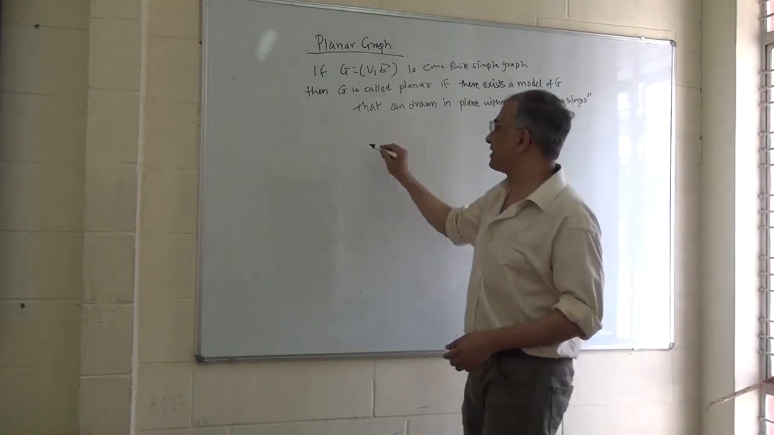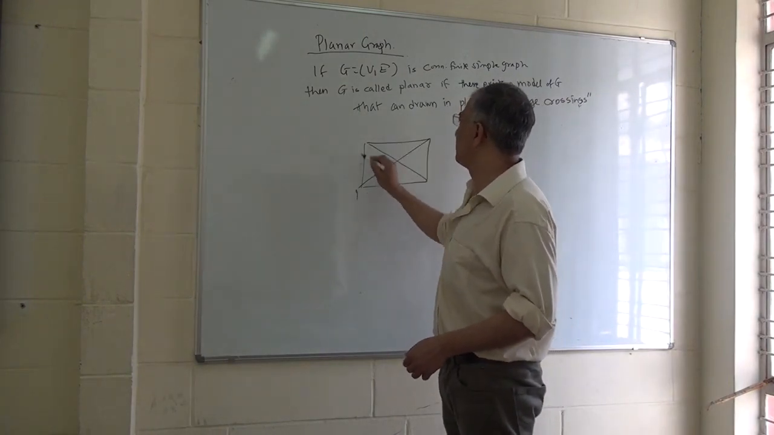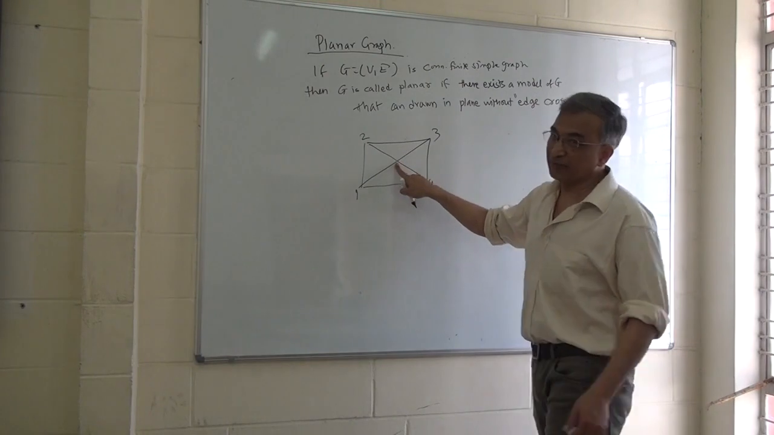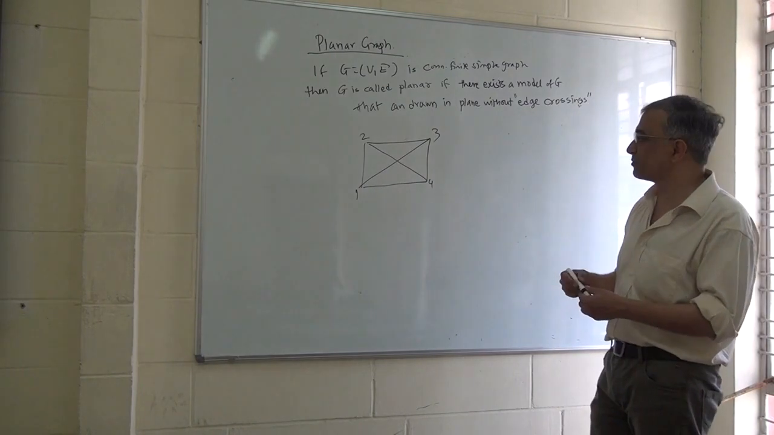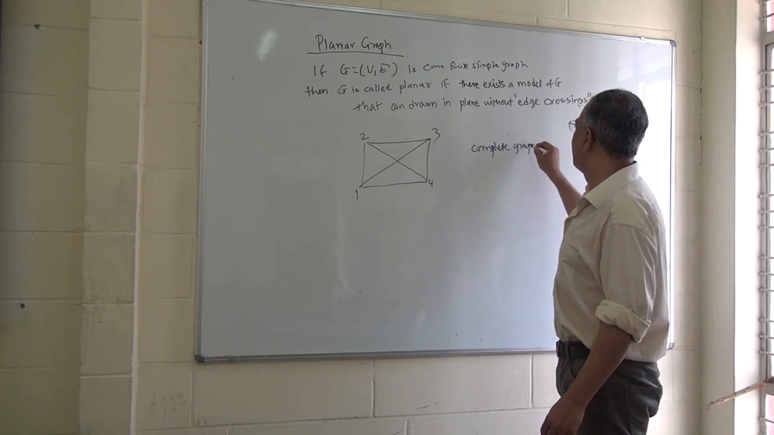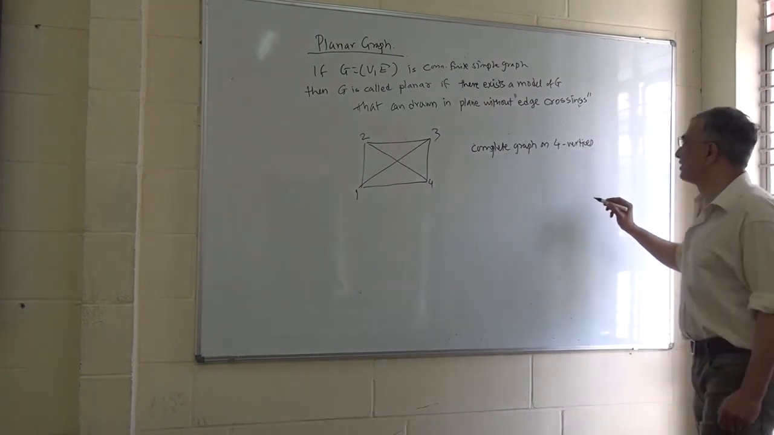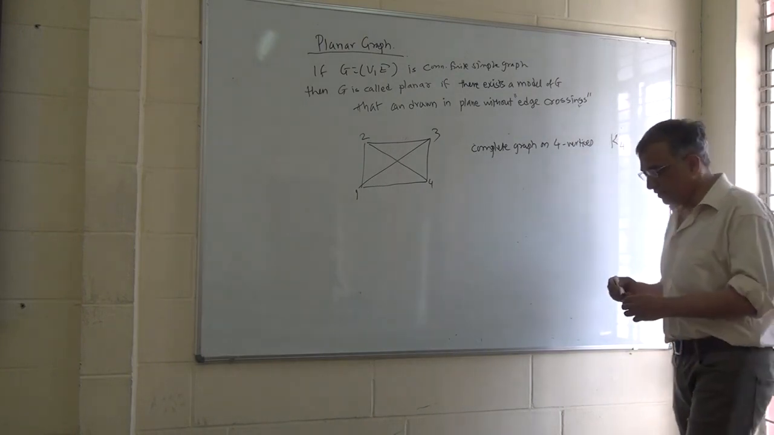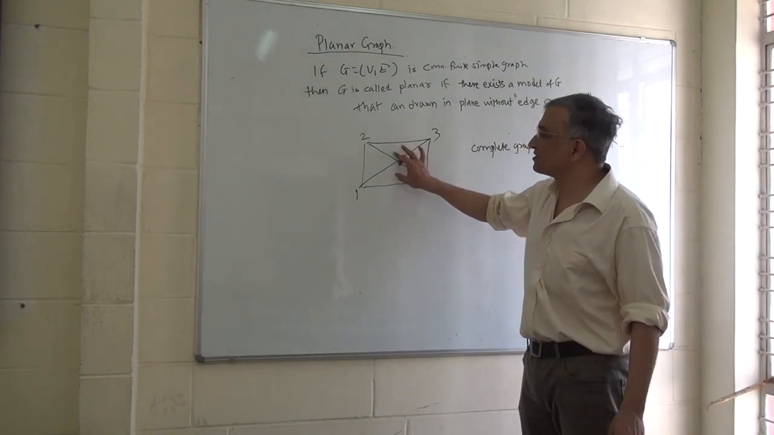So for example, look at this graph. One, two, three, four. Here there is no vertex in the middle. There are only 4 vertices and 6 edges: 1,2; 1,3; 1,4, so all 2-subsets of this set. This is called the complete graph on 4 vertices, and it is denoted by K4. So this is not a planar drawing. So you might assume that this is not a planar graph.